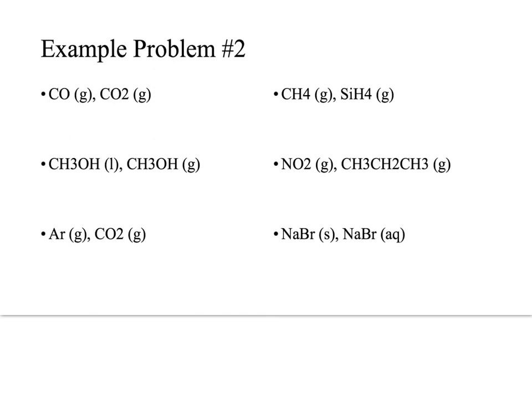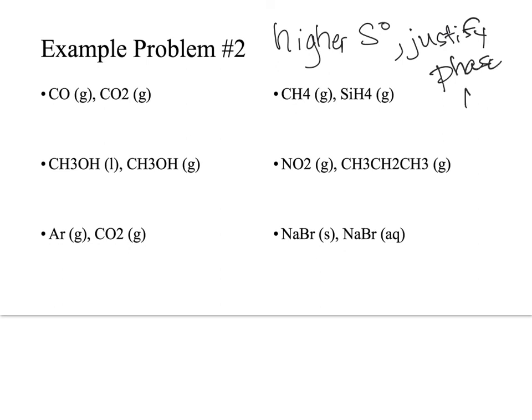Our last example problem, we're simply going to pick which one out of the pair has the higher entropy value, and then we're going to justify. There's got to be a reason. Remember, it's going to be related to either the phase or the size or molar mass of the molecule. All right, so first we have carbon monoxide and carbon dioxide. They're both gases, but this is the heavier molecule because it has 2 oxygen as compared to 1. So that one will have the higher entropy because of molar mass.